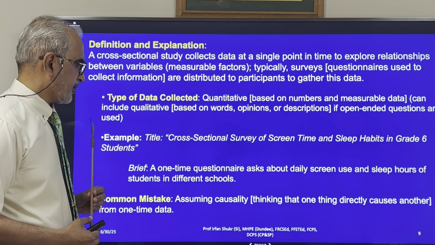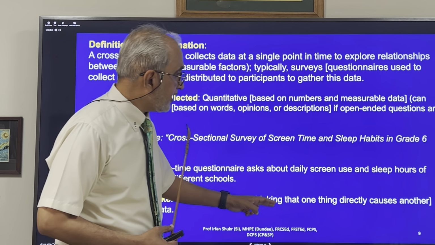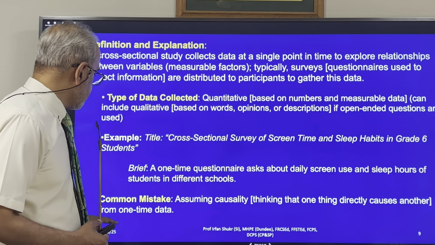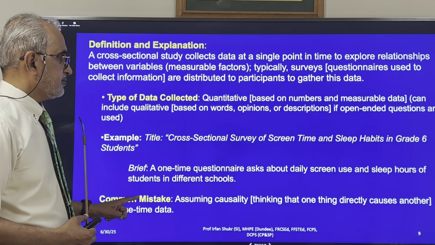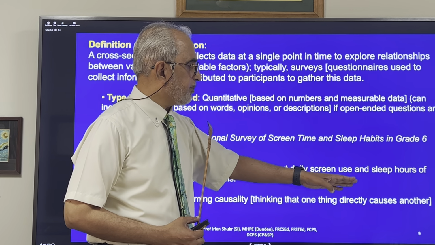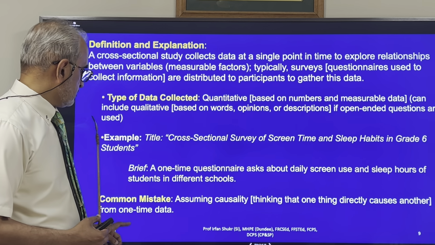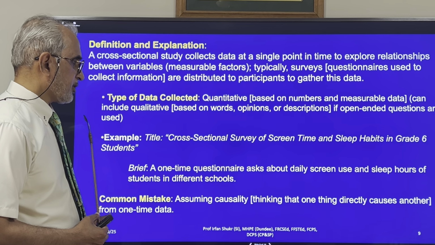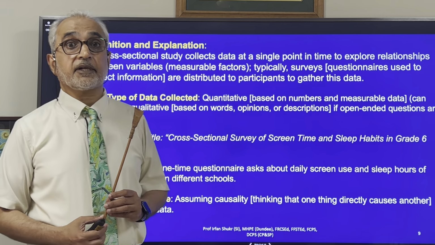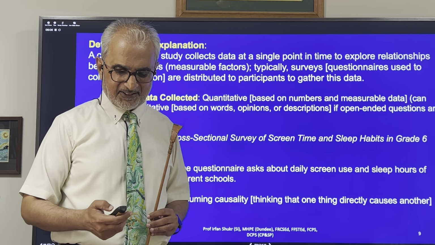Now this is a common mistake. Assuming causality. Thinking that one thing directly causes another from one-time data. It means they are two. So therefore, screen use is affecting sleep hours, or sleep hours affecting screen use. The important thing is, the problem is one-time data. But that's the strength of the research also.